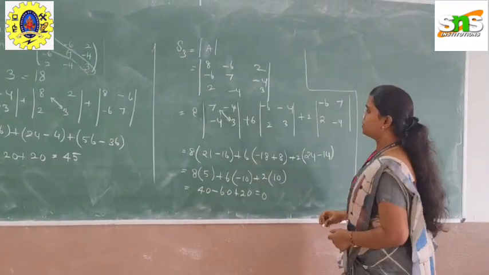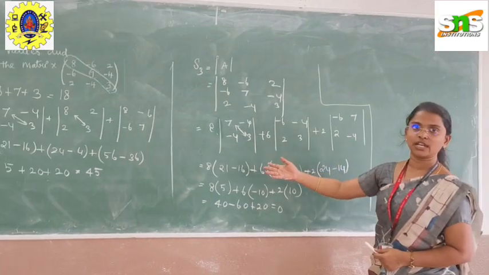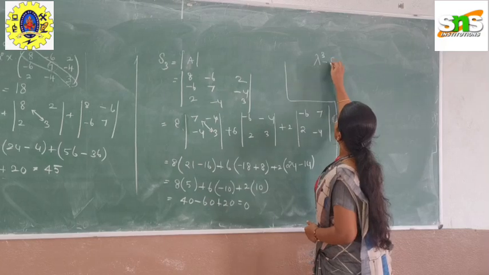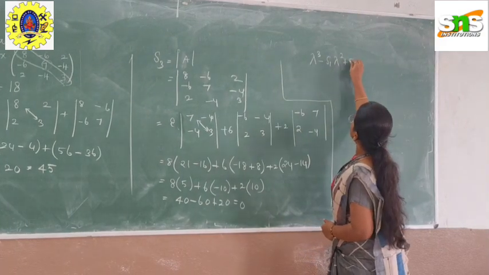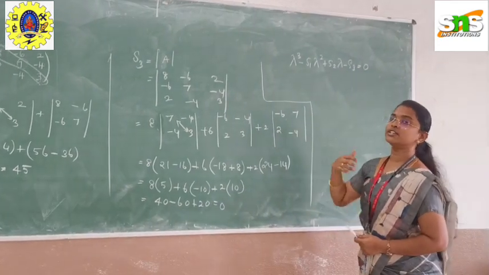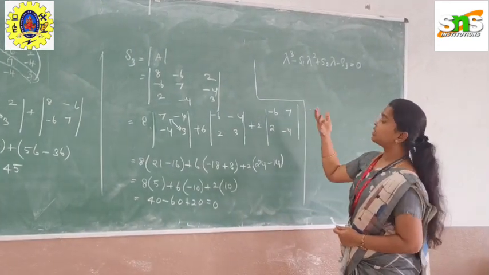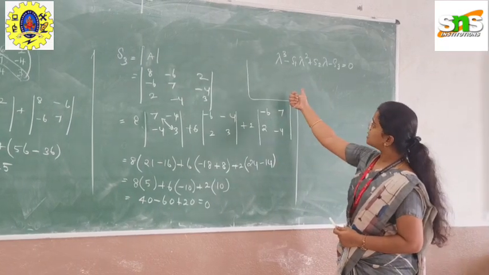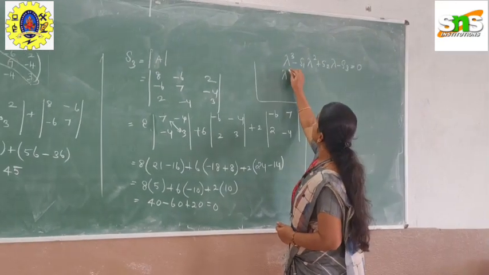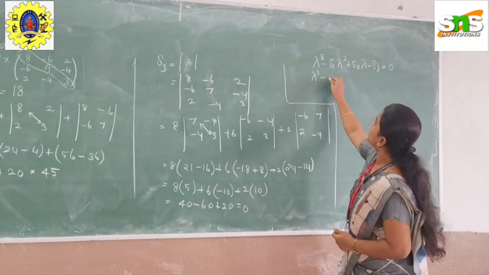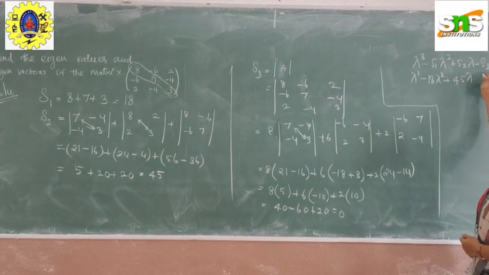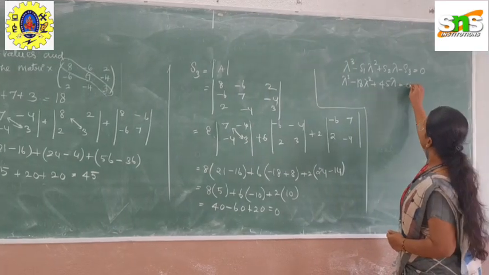Then we substitute the S1, S2, S3 values in the characteristic equation. Our characteristic equation will be lambda cube minus S1 lambda square plus S2 lambda minus S3 is equal to 0 for a 3 by 3 matrix. If it is a 2 by 2 matrix, our characteristic equation will be lambda square minus S1 lambda plus S2 is equal to 0. Here I am substituting the S1, S2, S3 values: lambda cube minus 18 lambda square plus 45 lambda minus 0 is equal to 0.